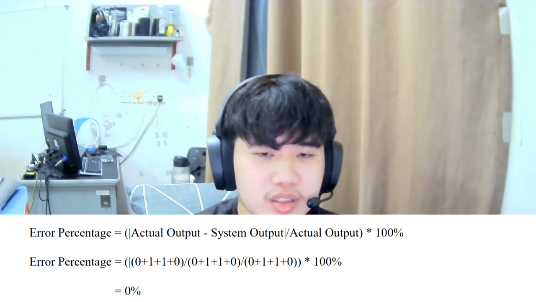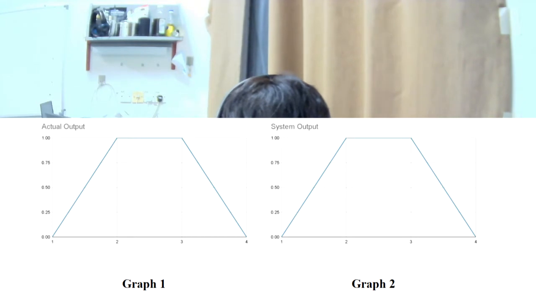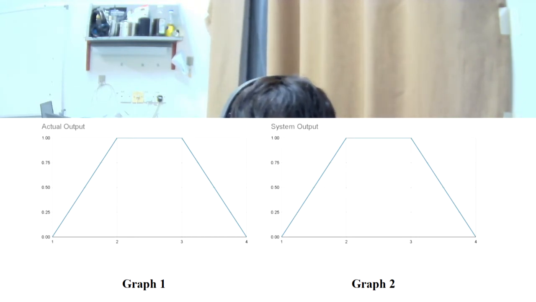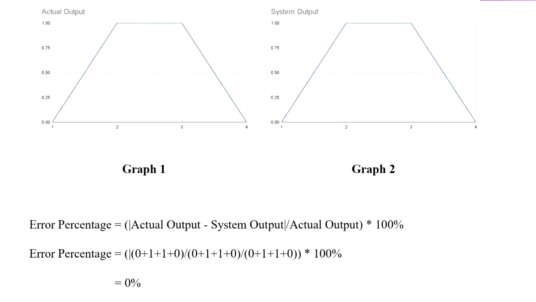So based on the graph shown, we can find out that there is no difference between the actual outputs and the system outputs. So it means that there is no error with the accuracy of the system. So in conclusion, there is no error percentage of the fuzzy logic system compared to the dataset provided.